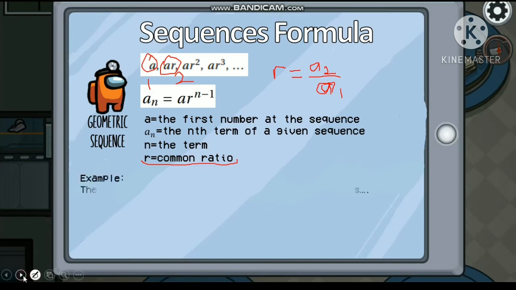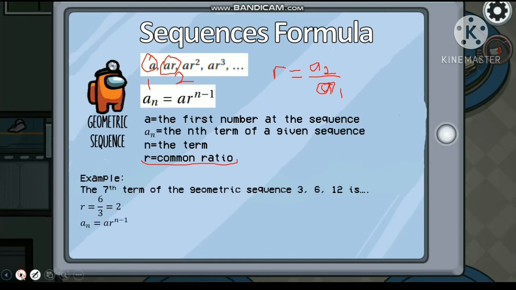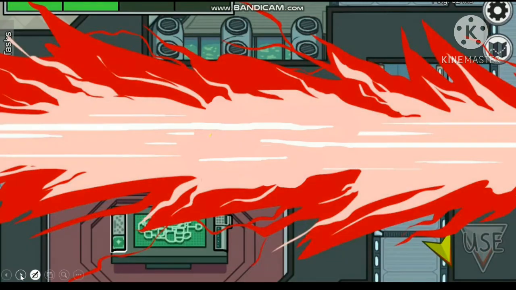Okay, the example. The seventh term of the geometric sequence 3, 6, 12 is, yeah, we get the ratio is 2. And then we put the numbers into the formula, and then we find that a7 is 192.